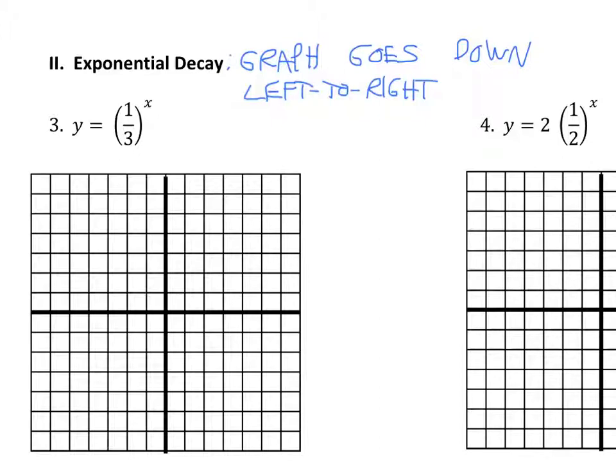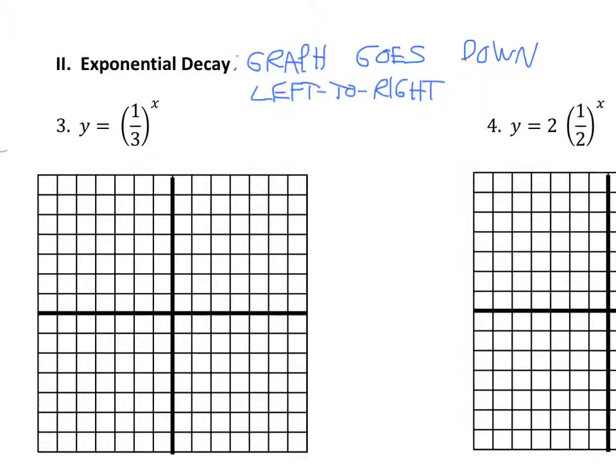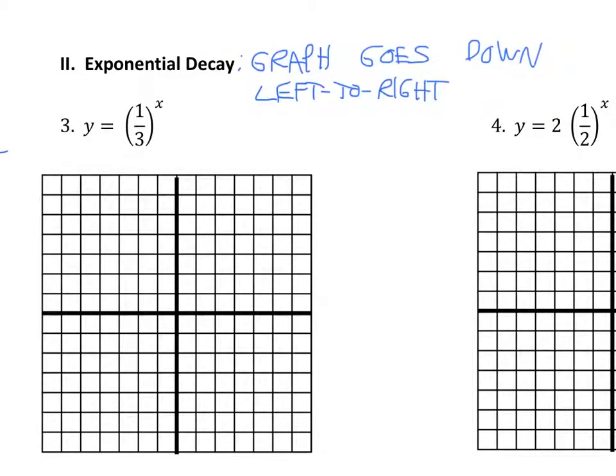And what kind of gives it away, we'll go over this again in class, is this base, which in this case is 1/3. For number 4 it's 1/2 right there. If you have a fraction that's less than 1 for the base, your graph is going to go down. And if you don't remember, again, you can just pick points, plug them into an XY chart, and see what you get for your Y values, and then plot it and see how it looks.